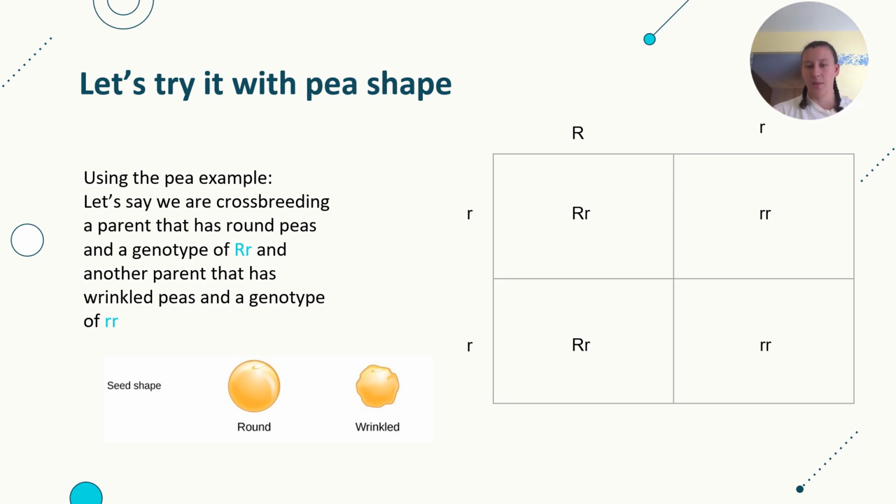So we see the possibilities are 2 are going to be big R, which will code for round peas, and 2 are little r, which will code for wrinkled peas. So in theory, in a perfect world, if we crossbred these 2 and 4 seeds came out, we would see 2 that have round peas and 2 that have wrinkled peas.